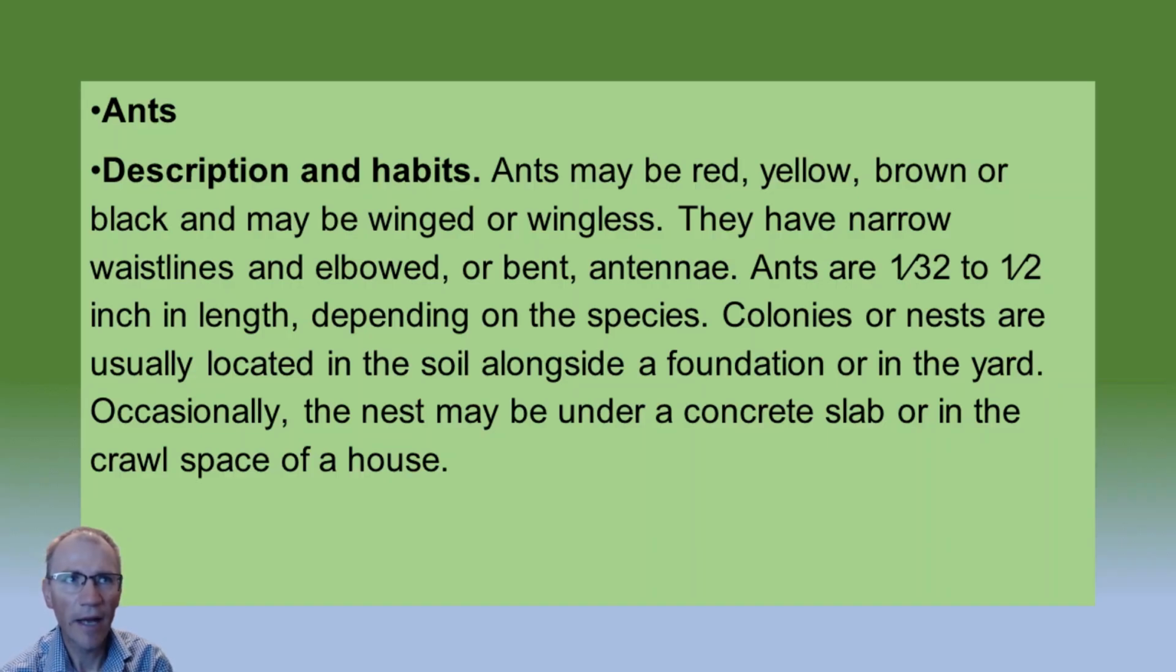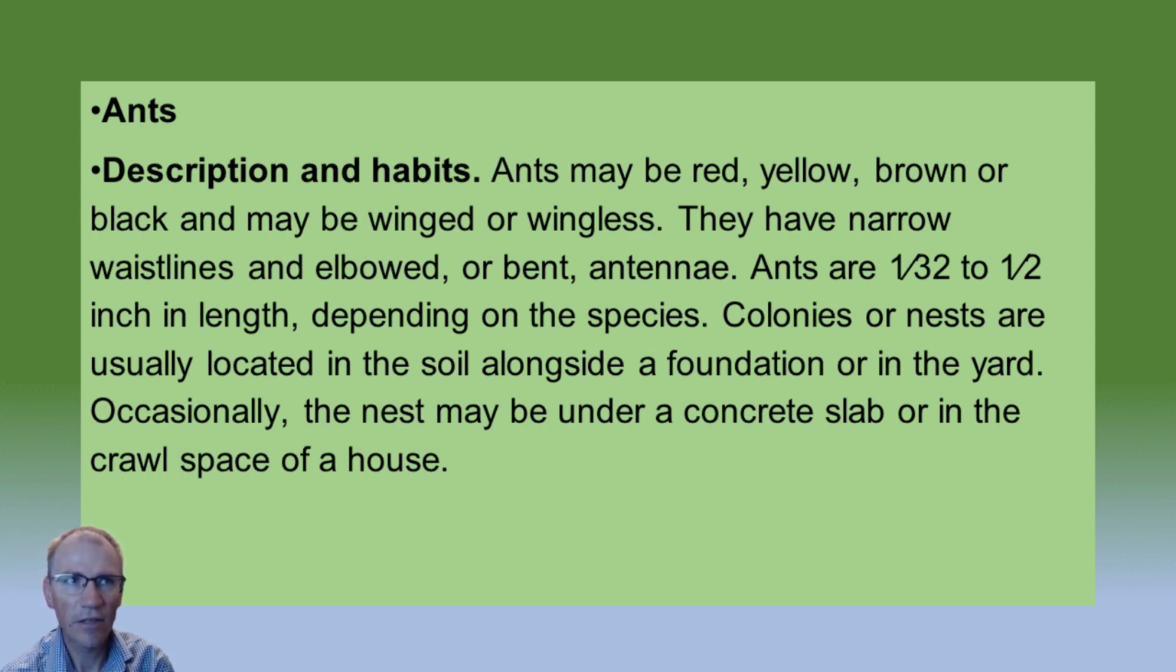Ants. Description and habits. Ants may be red, yellow, brown, or black and may be winged or wingless. They have narrow waistlines and elbowed or bent antennae. Ants are 1/32 to 1/2 inch in length, depending on the species.